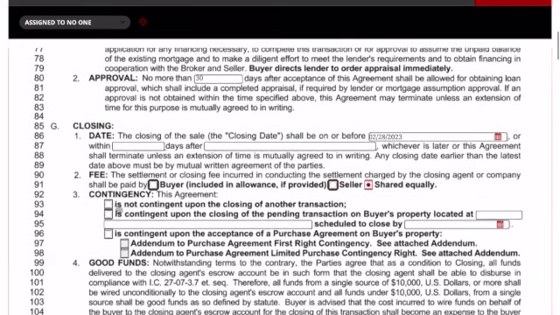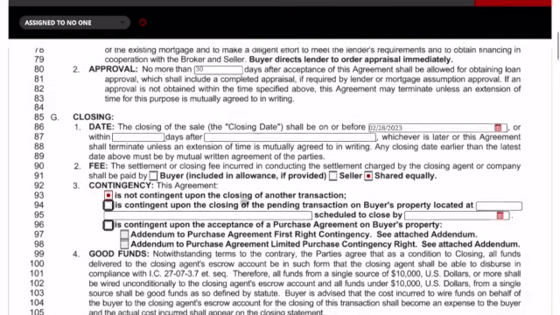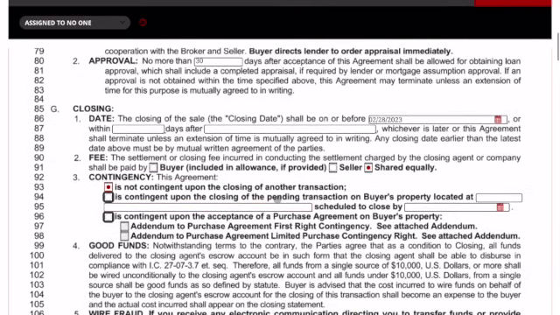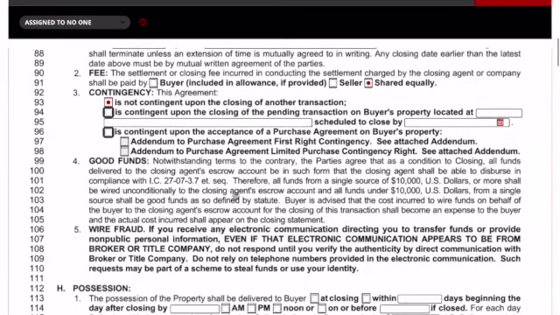Contingency, so this will be, in this case, the buyer is not contingent upon closing another property. Check out my other videos. I did one here on the contingency and all these other addendums, so look for that. This talks about good funds and that they have to wire the money to the title company if it's over $10,000. They can't just write a check or bring paper cash.